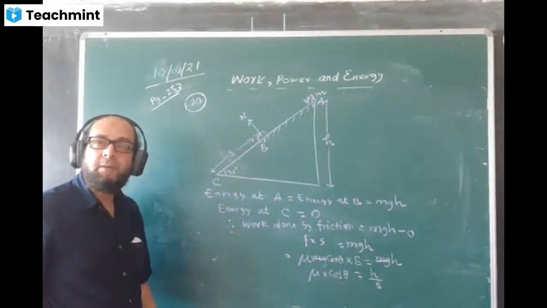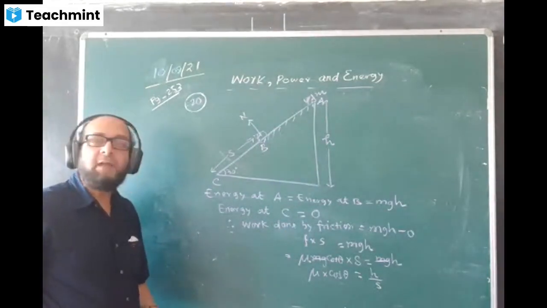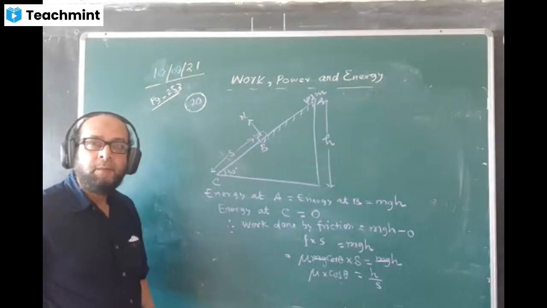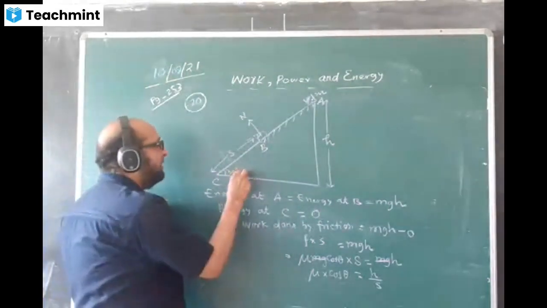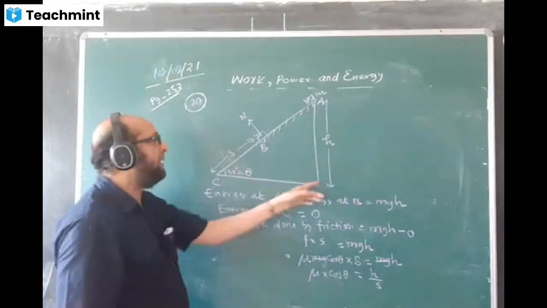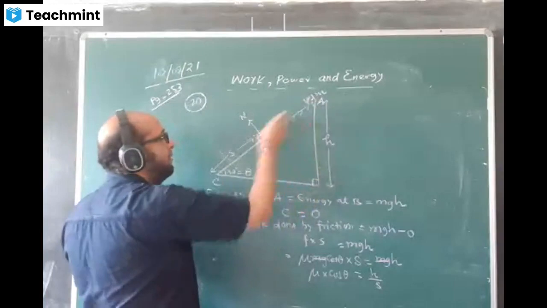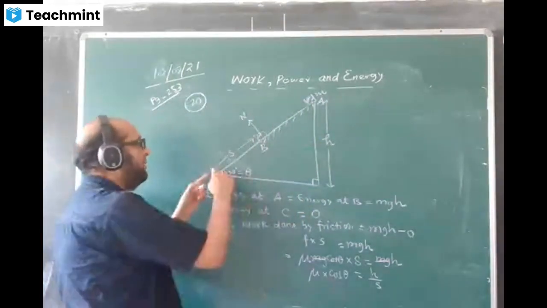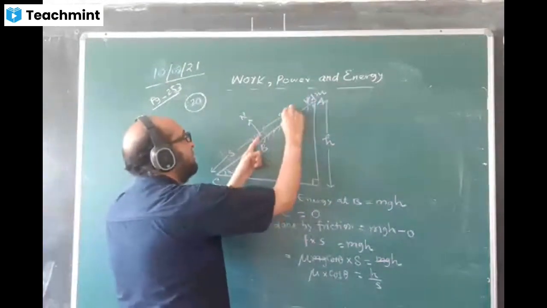Do you understand, boys? If you have difficulty, please ask me. This angle I have taken as theta here. I'll take the entire triangle, this whole triangle. What can I write between h? This is s. This will also be s because this is the midpoint.